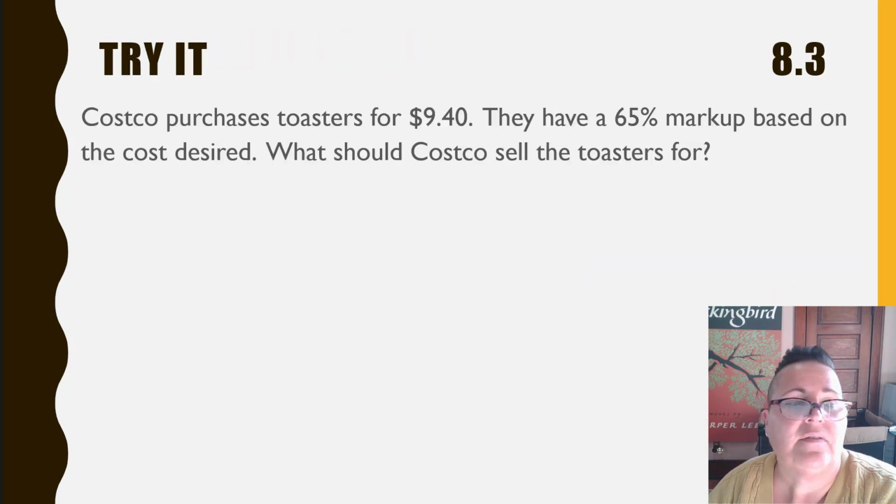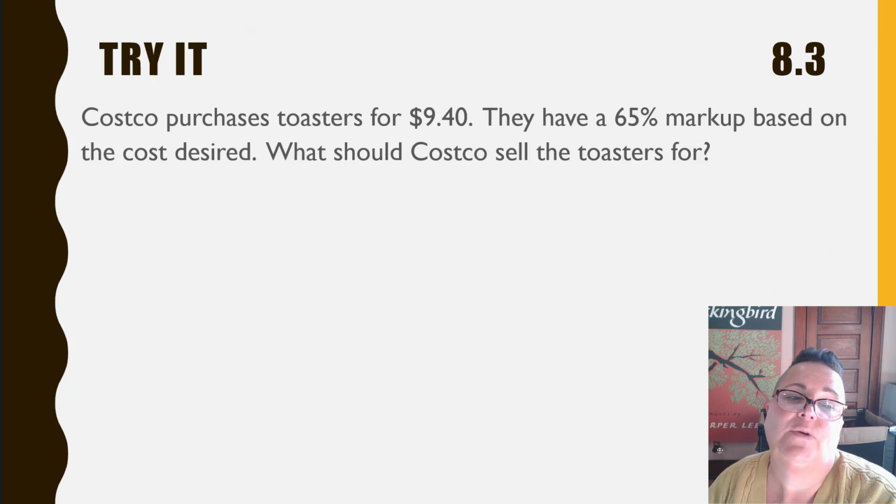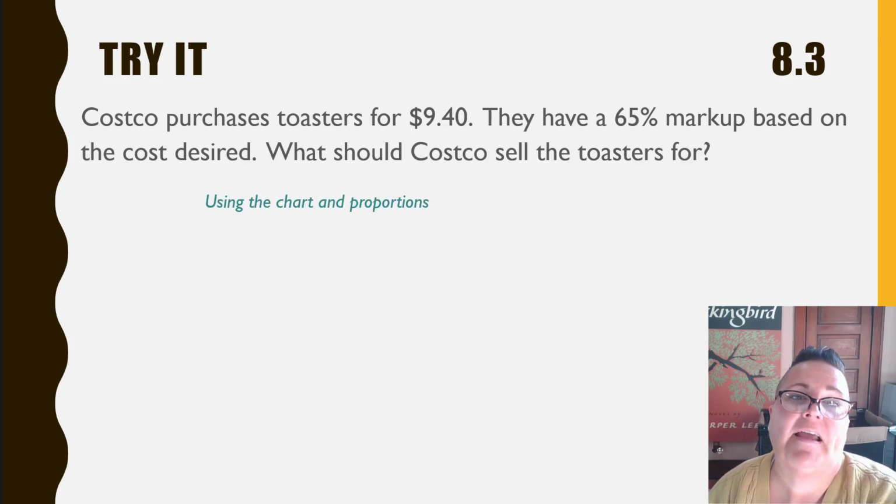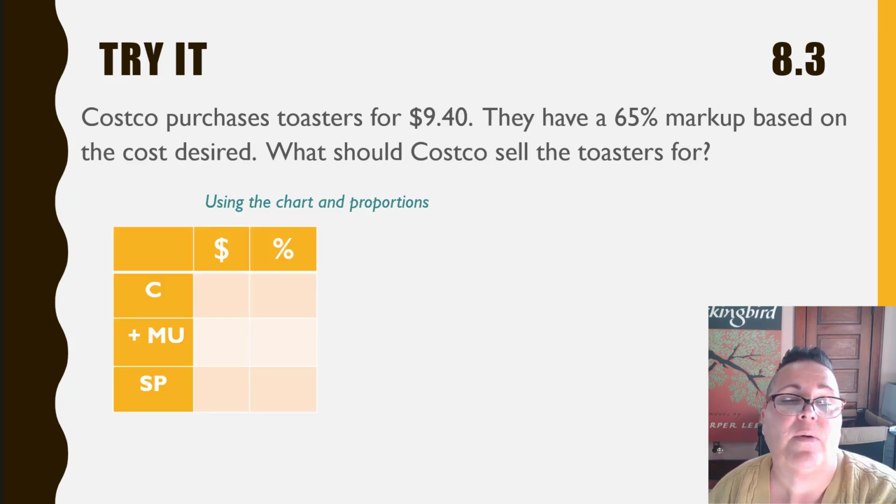So here we go. Costco purchases toasters for $9.40. They have a 65% markup based on the cost desired. What should Costco sell these toasters for? Well, we can use the chart and the proportions like we talked about before. Again, the first column is our big equation, cost plus markup is selling price. Our second column is the dollar amount, and the third column is the percents. Since this is a markup based on cost, we'll put the 100% where the cost is, and now we're going to mine the rest of the problem for data.